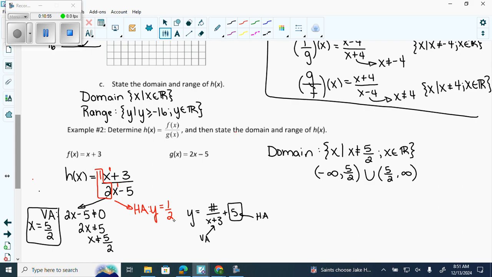Okay? So we know our range then is y such that y can't equal a half, y in the reals. And in interval notation, negative infinity to a half, round bracket, or a half to plus infinity. Now, if you give set notation and they ask for interval, you get no marks. If you give them interval and they ask for set notation, you get no marks. Sadly.